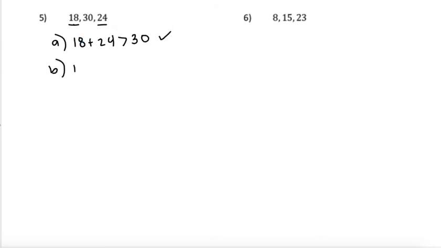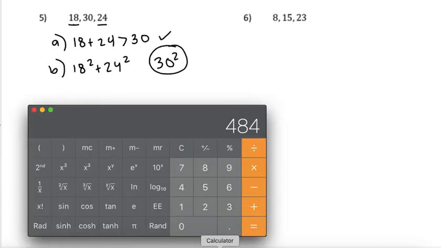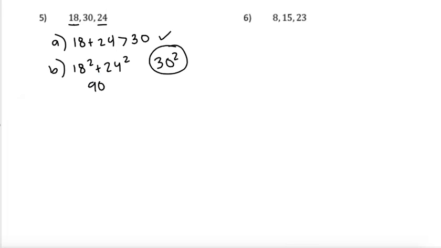So let's see what kind of triangle we have. 18 squared, 24 squared, and I want to see how does it compare to 30 squared. Back to my calculator, 18 squared plus 24 squared is 900. Okay. And compared to 30 squared, also 900. This is equal. That has to be a right triangle.